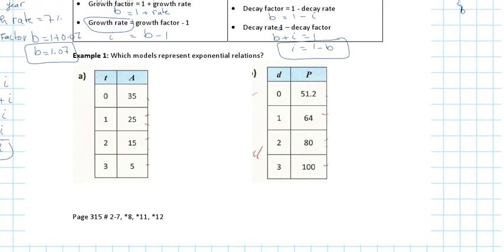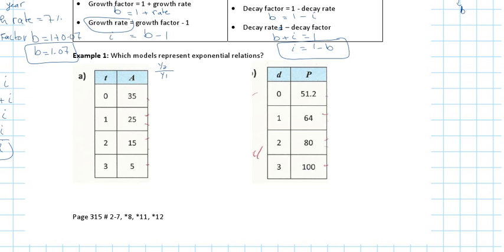If you have a table of values and the question is asking you which model represents an exponential relation, what do you need to do to find out if it's exponential or not? There won't be minus, because minus means it's linear. You have to divide, you have to find the ratio. Okay? So you need to find the ratio, and then if your ratio is constant, then you know it's exponential. Is it y2 divided by y1? Correct. So it's y2 divided by y1.